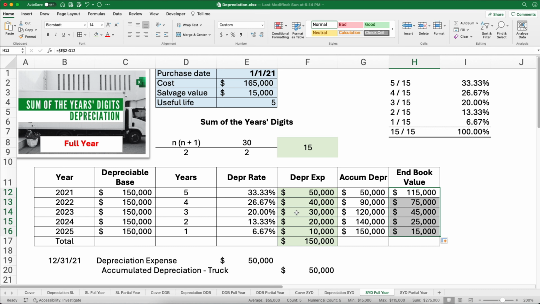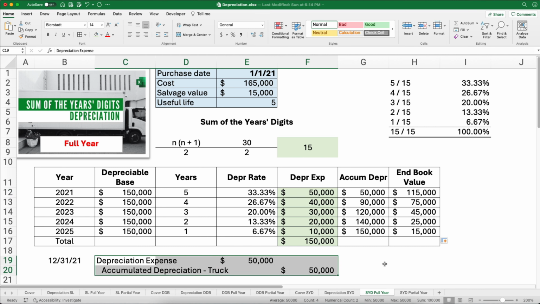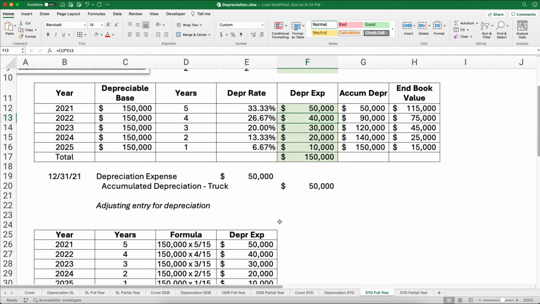Now, what is our first year depreciation entry? Well, it's going to be depreciation expense and accumulated depreciation. We're going to debit the $50,000, credit the $50,000. Year 2 would be $40,000, so on. Now, I did a little table.